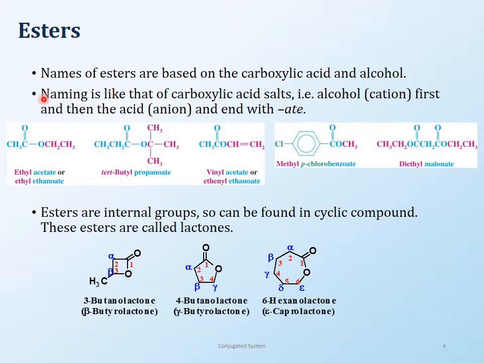So naming the esters is like naming salts that we've learned previously in the acid chapter, which means that you name the alcohol first, which is kind of like a cation, because we consider esters to be like an acid-base reaction. So the alcohol is considered to be like the cation, and then the acid part will be named as an -ate. So for example, in this case, the first one, here we have an ethyl group, so this is ethyl, and the fragment from the acid is coming from ethanoic acid, so it's ethyl ethanoate or ethyl acetate.